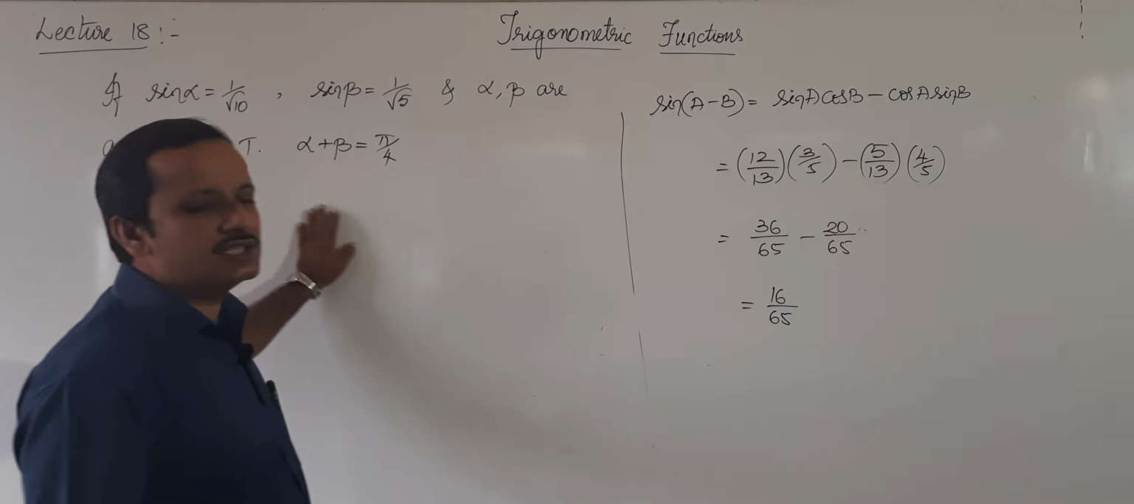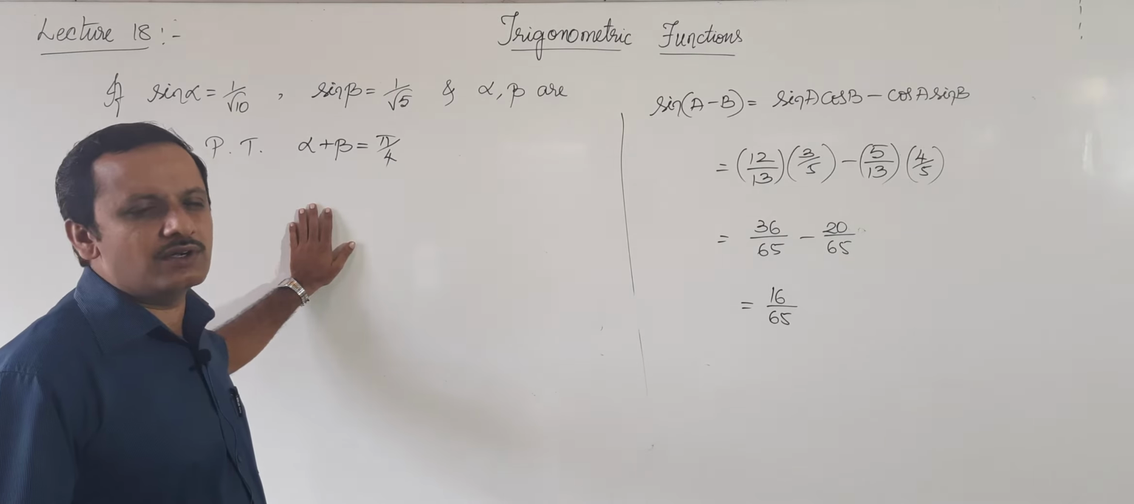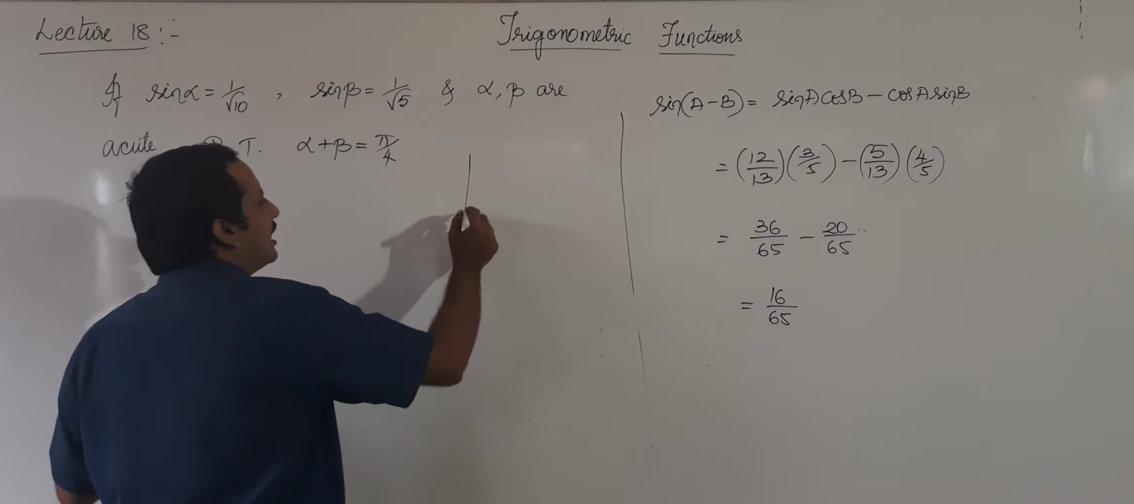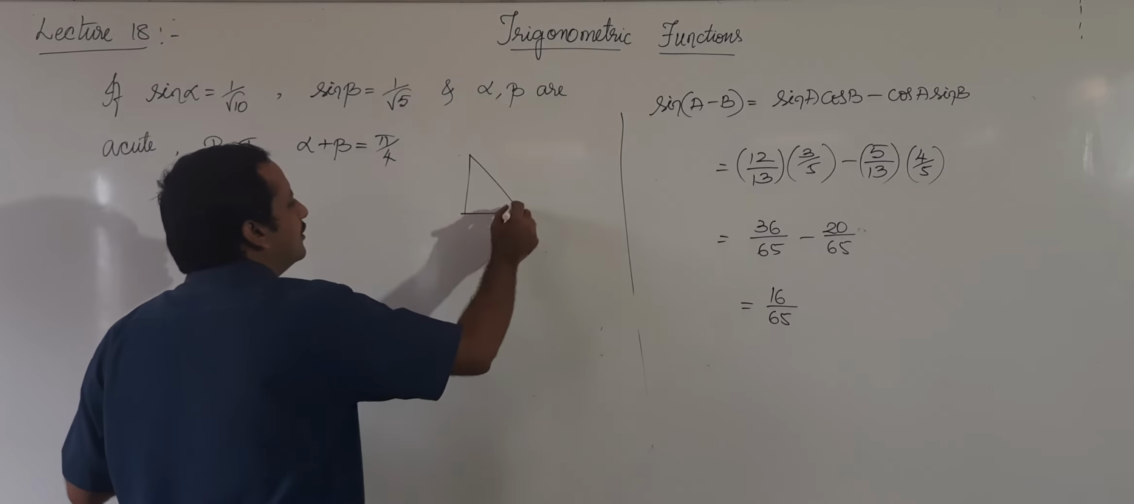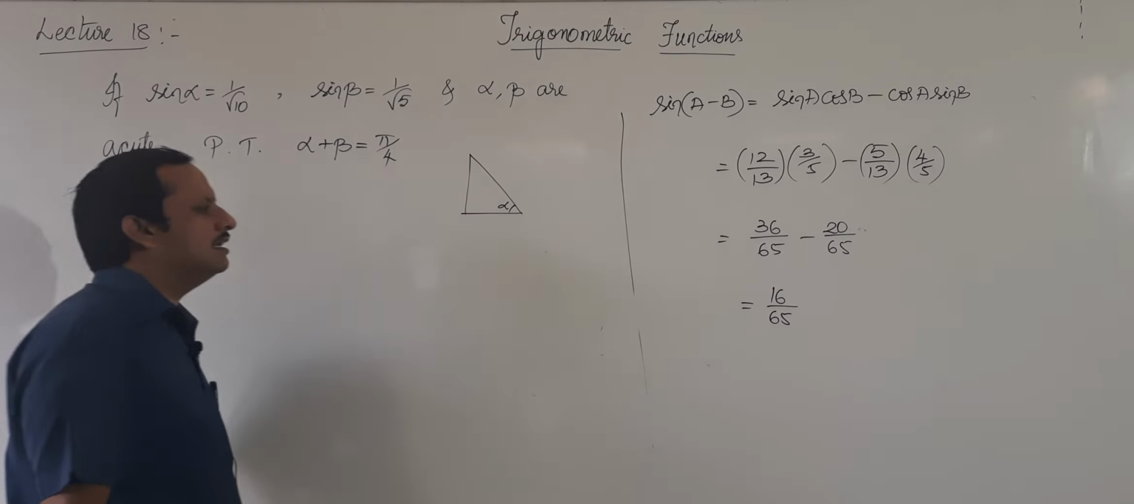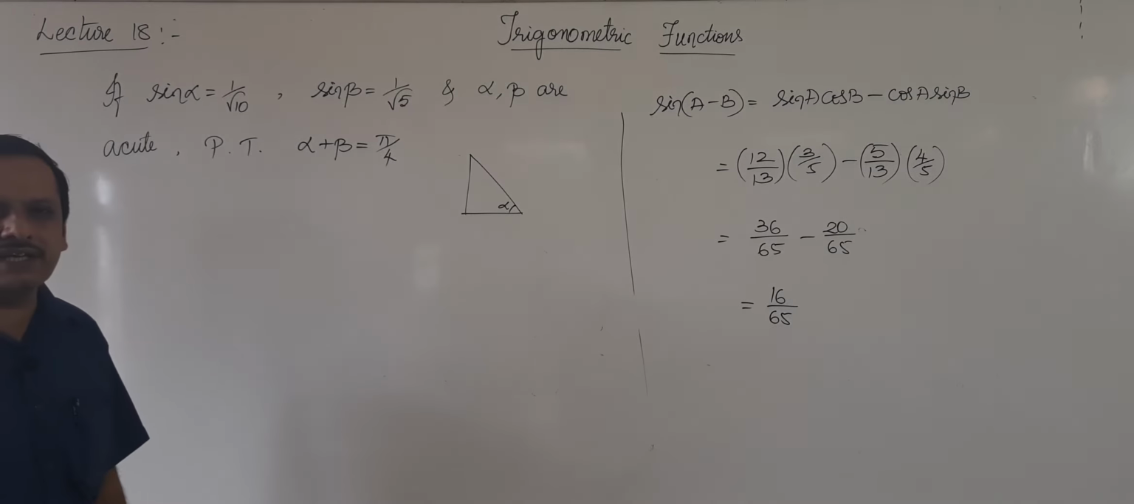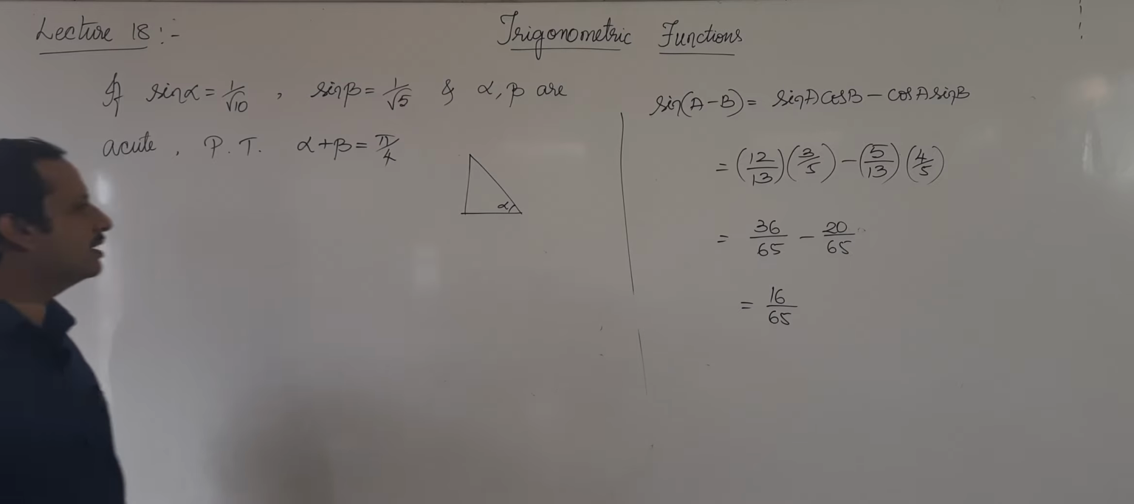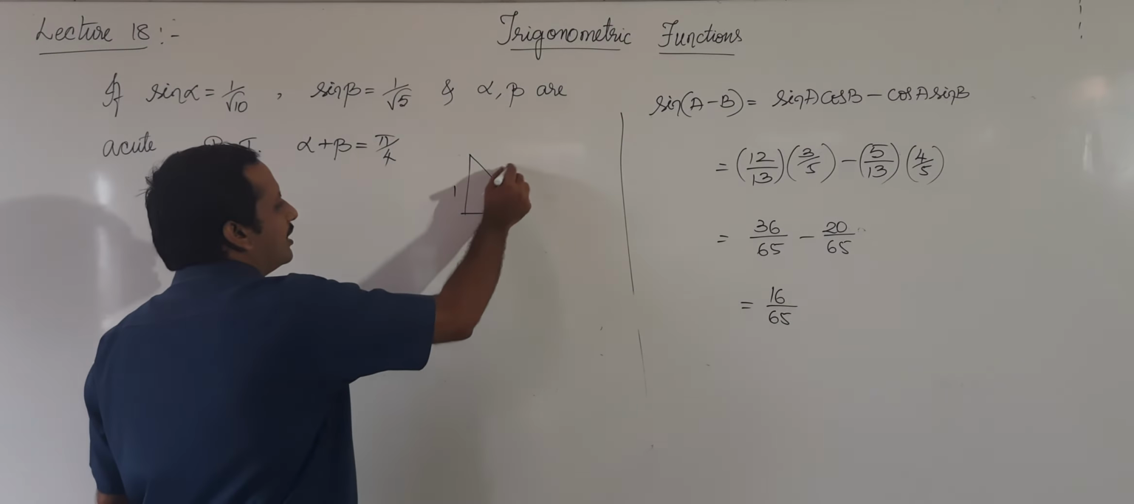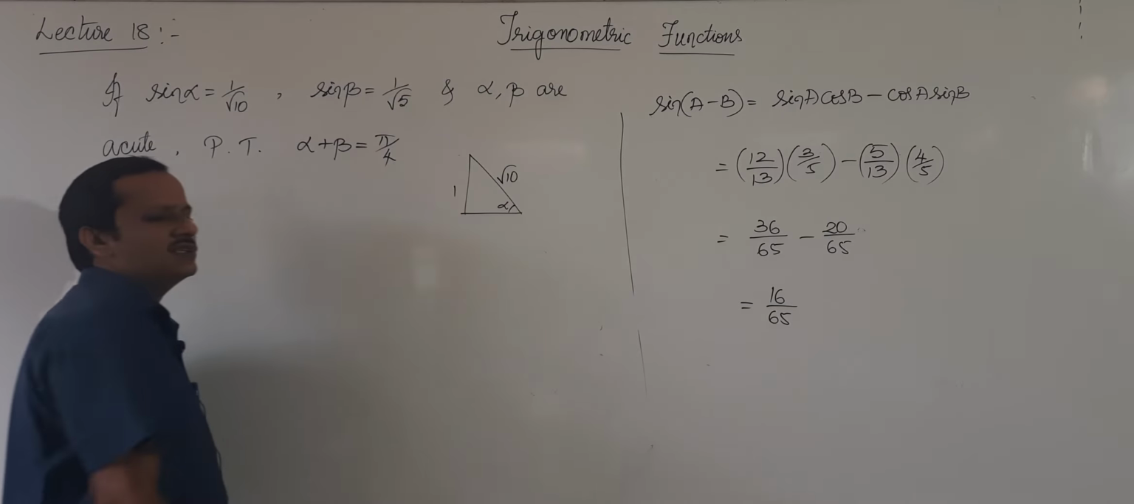So it's enough if I show that sin(alpha plus beta) is equal to pi by 4. Let me consider a right angle triangle here. This angle is alpha, I will take. Sin alpha is defined as opposite by hypotenuse. So here 1 by root 10: opposite side is 1, hypotenuse is root 10.